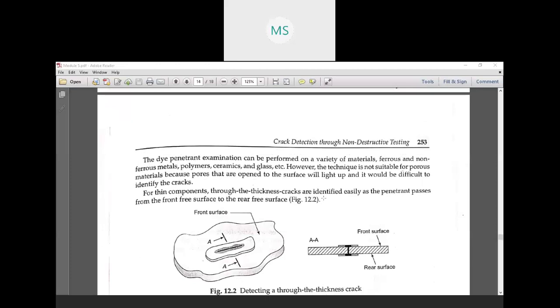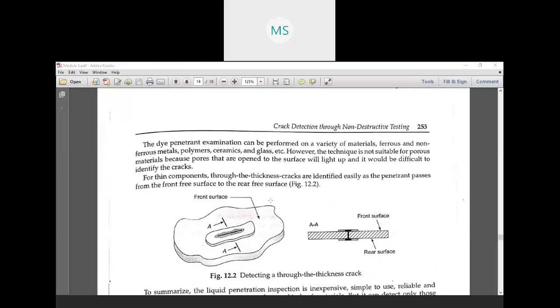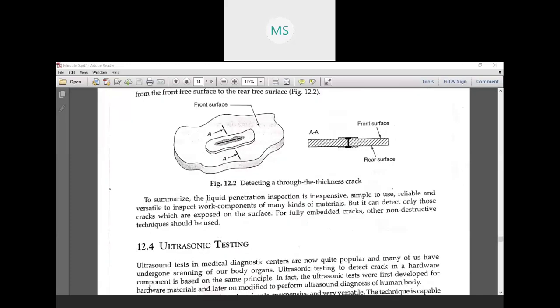Through the thick crack, cracks are identified easily and the penetrant passes from the front free surface to the rear free surface. Okay, so its drawback is that it only detects those cracks which are exposed on the surface. For fully embedded cracks, another non-destructive technique can be used.